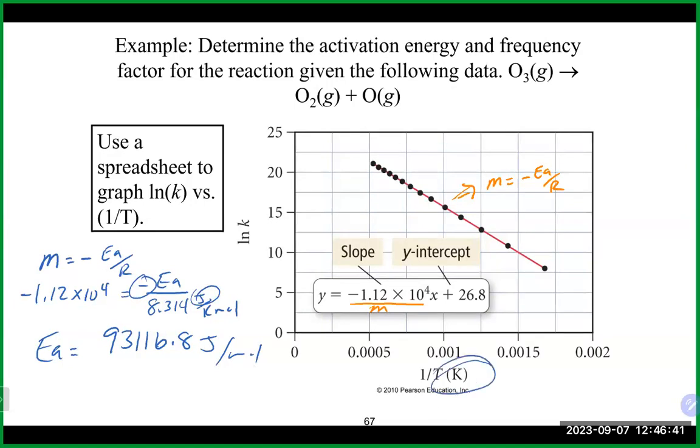Reminder that this is really joules per mole. Kelvin kind of goes away somewhere in there as well, when you do the division. So typically speaking, like I said, kilojoules is typically what is given. So you could divide that by 1,000 and get yourself to 93.1 kilojoules per mole as our activation energy. And again, here we have a positive number for the activation energy.